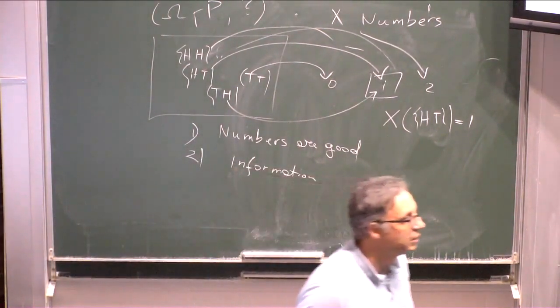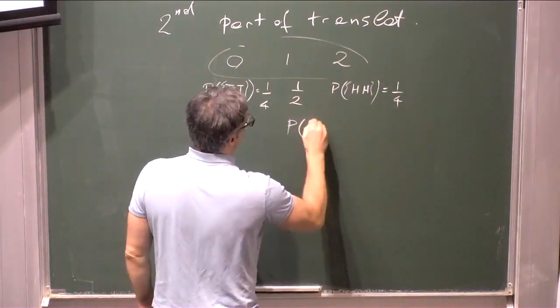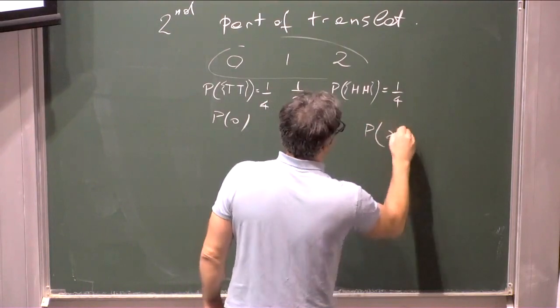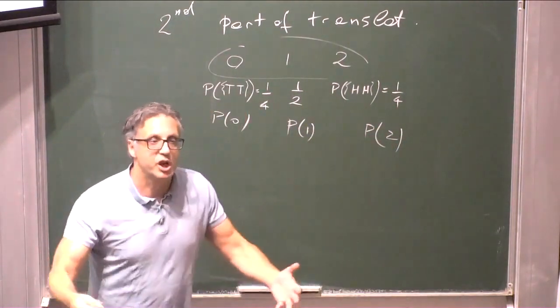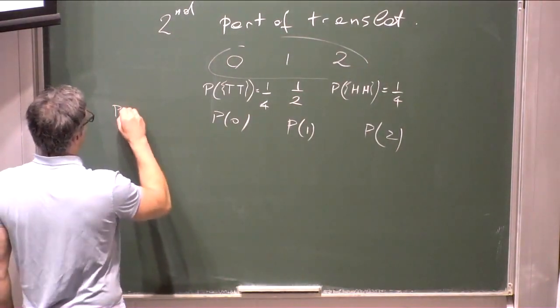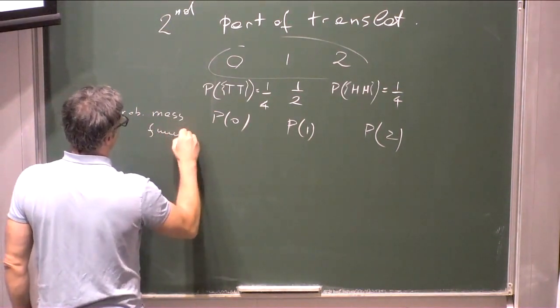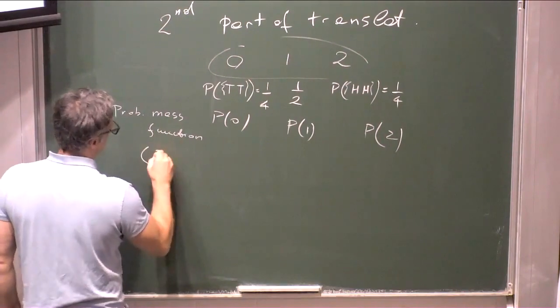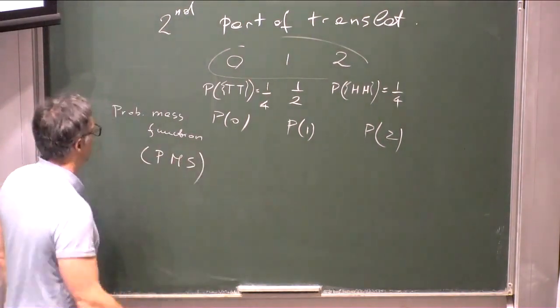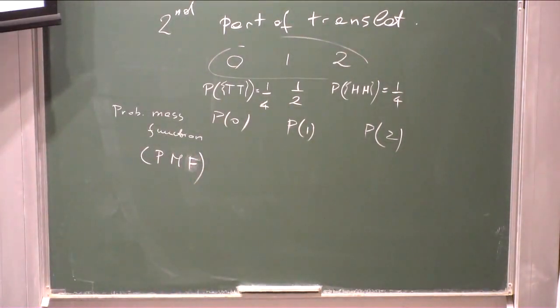Let's talk in abstract. I just worked one example. This is not theory. This is P of 0 is equal to 1/4. P of 1 is equal to 1/2. P of 2 is equal to 1/4. I want a general setting. The name of this probability is probability mass function, or, if you do not want to spell it, PMF. PMF. Okay?